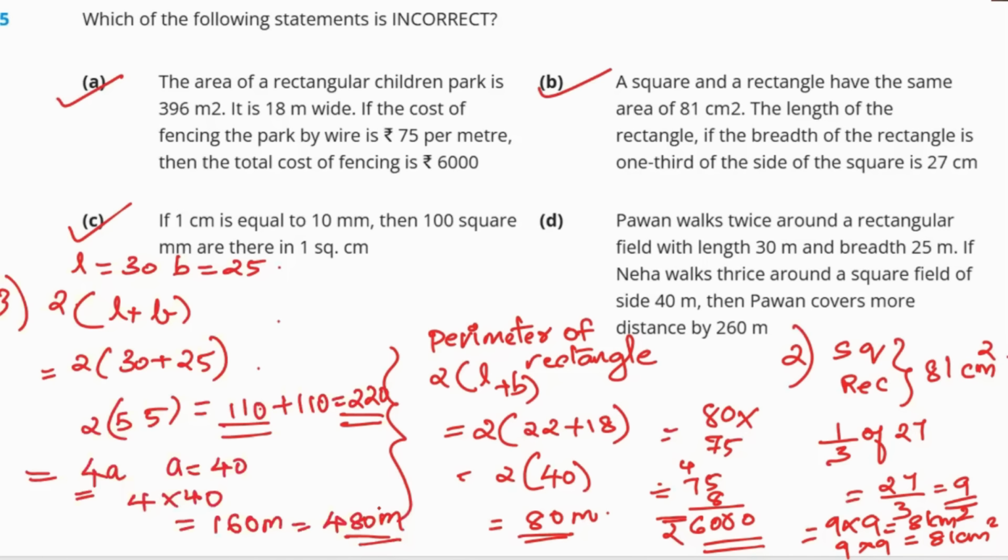Here they are saying Pawan covers more distance by 260 meter. But from these answers, it is clear that Pawan covers only 220 meter and Neha covers 480 meter. So the last statement is not true because Neha covered more distance. The fourth statement says that Pawan covers more distance by 260, so that is the wrong statement. So option 4 is the wrong statement. The correct option is option D.